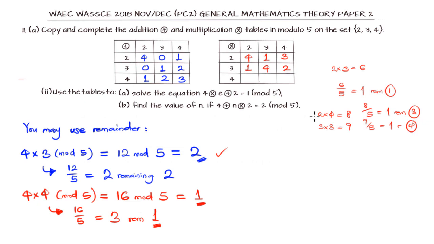Then 4 times 2, again, that's 8. We've done that before. 4 times 3 is 12. We've done that before also. And 4 times 4 is 16. We know that is also 1 because we've done that before. So with this, we've gotten all the entries in our table. We fill them up, and we are done with question number 11A, the first part.